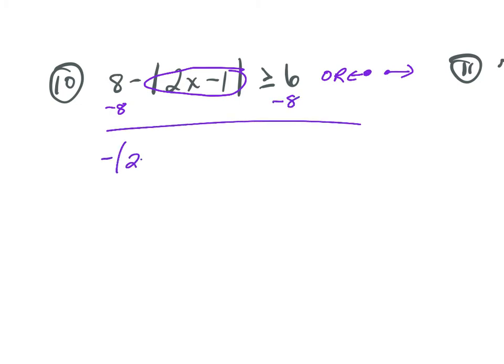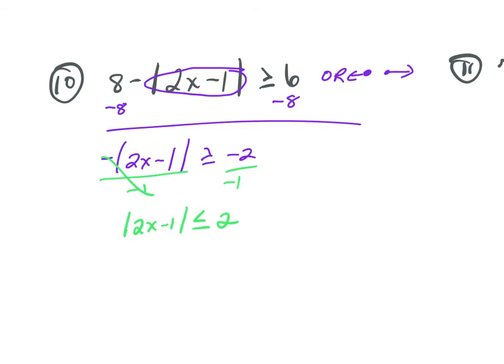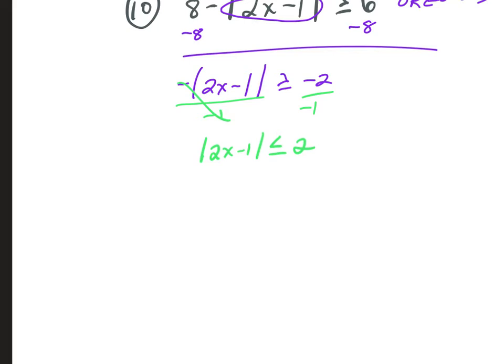I get negative absolute value of 2x minus 1 is greater than or equal to negative 2. Now what do we do? When I multiply or divide by a negative number, what happens to my inequality sign? It flips. It changes. You guys see that? If you forget to do that, your whole problem is going to be wrong. Because now that my absolute value is by itself, we can split up into our 2 inequalities. I can say 2x minus 1 is less than or equal to 2, and I can say 2x minus 1 is greater than or equal to negative 2.